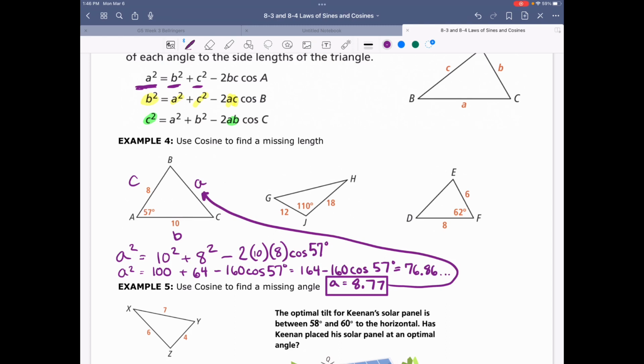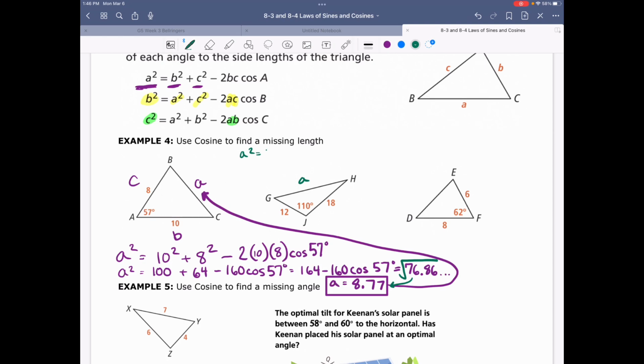All right, moving on to the triangle GJH, or GHJ. We are given two sides and an angle, and so we're going to do the same formula. Let's call this A, which we're looking for. So A squared is going to equal, by the way, I'm just going to put the square root in here so you guys know how we got to this piece.